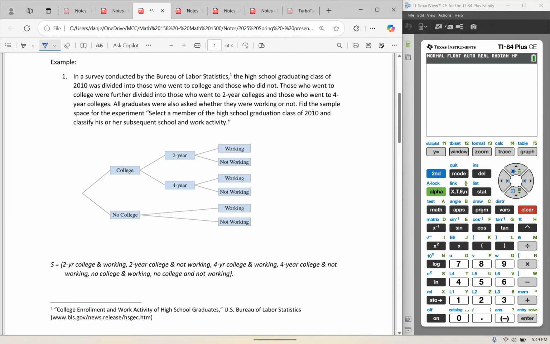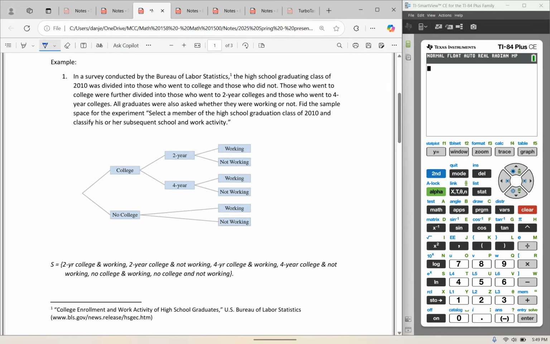In a survey conducted by the Bureau of Labor Statistics, the high school graduating class of 2010 was divided into those who went to college and those who did not. Those who went to college were further divided into those who went to two-year colleges and those who went to four-year colleges. All graduates were also asked whether they were working or not. Find the sample space for the experiment: select a member of the high school graduation class of 2010. Classify his or her subsequent school and work activity.